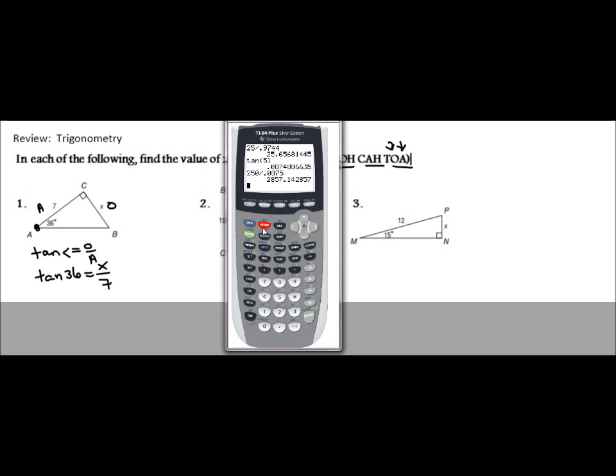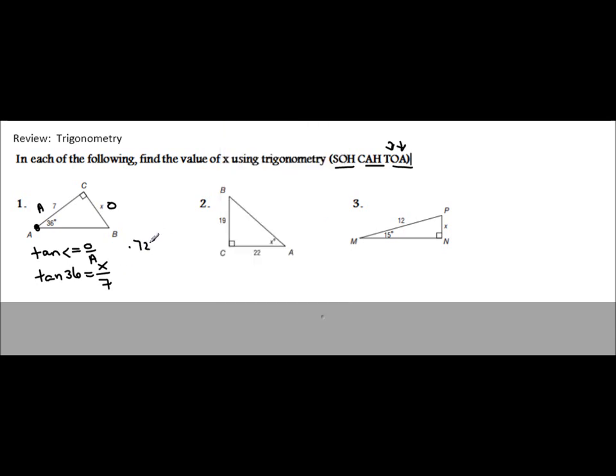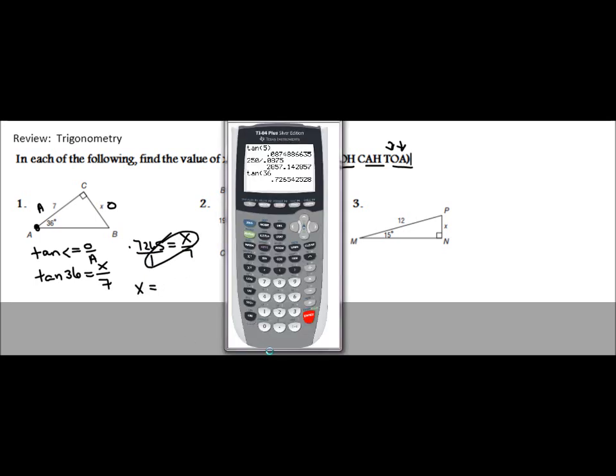So the tangent of 36, to 4 digits, gives me 0.7265. So 0.7265 equals x over 7, where I'm going to cross multiply. So I get x equals 7 times 0.7265, which is a total of, to the nearest tenths place, 5.1.